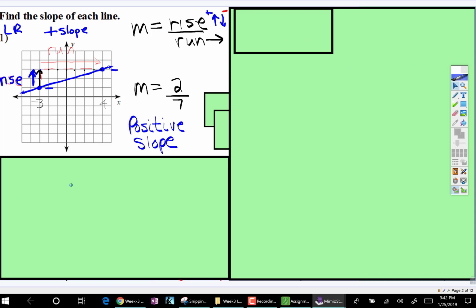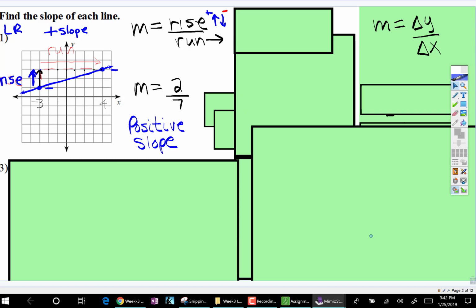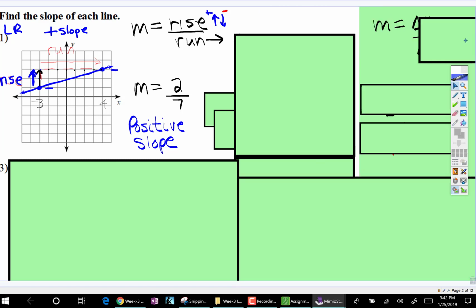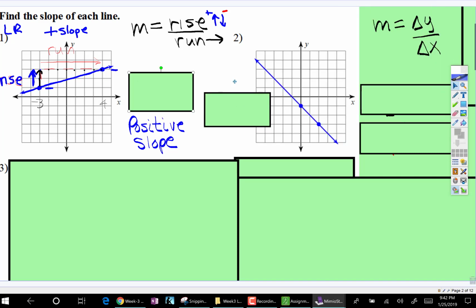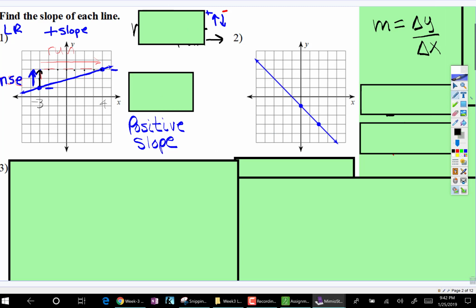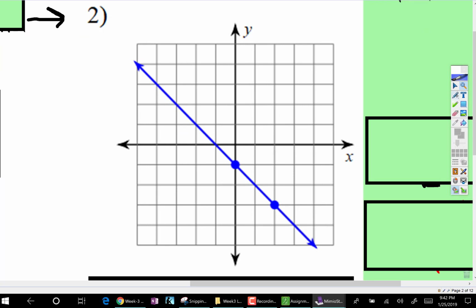So now look at what we have. I'm going to get this stuff covered back up. Let me make this a little bit bigger again. There we go. Again, as you read left to right, we're starting here. Now we're going down. If the line is going down as you read left to right, that's going to be a negative slope.